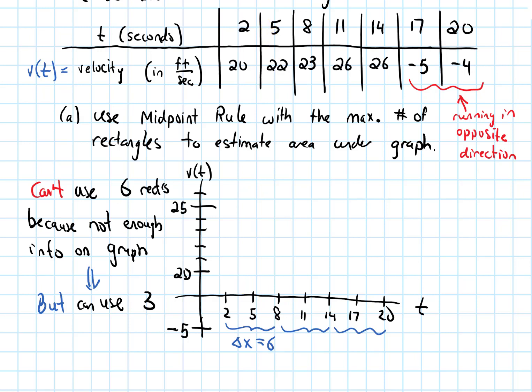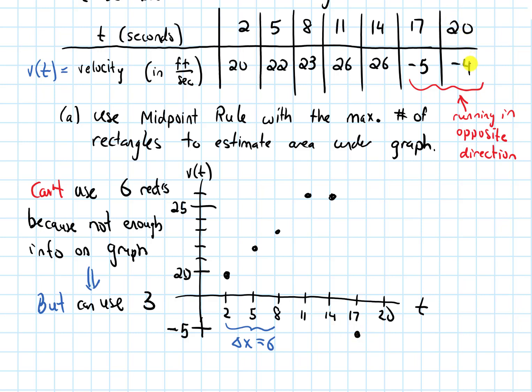So let's go ahead and plot some points. So when t is 2, my velocity is 20. When t is 5, my velocity is 22. When t is 8, my velocity is 23. When t is 11, my velocity is 26, so it jumps up quite a bit there. And then at 14, it sticks to 26. And then at 17, it drops to -5, so that would be somewhere down here.